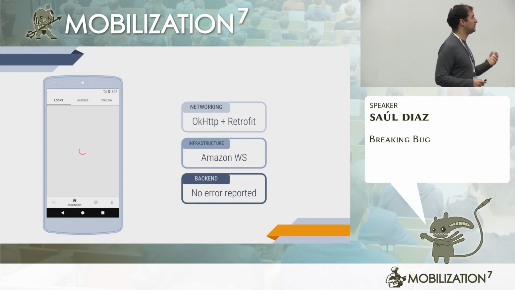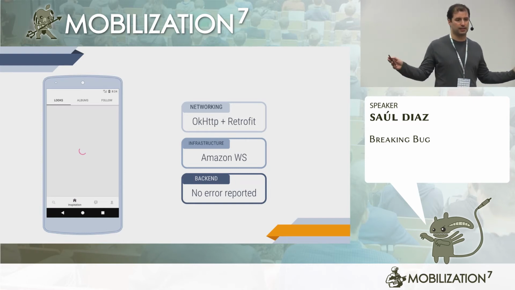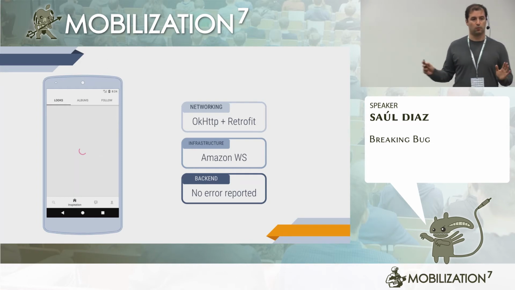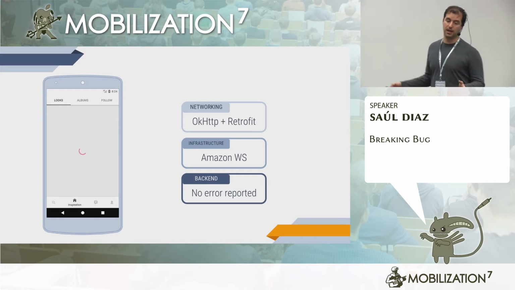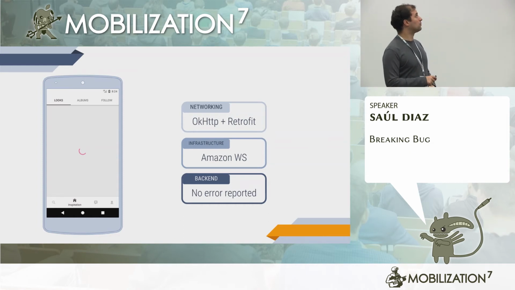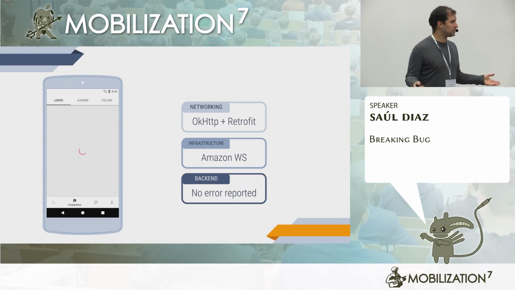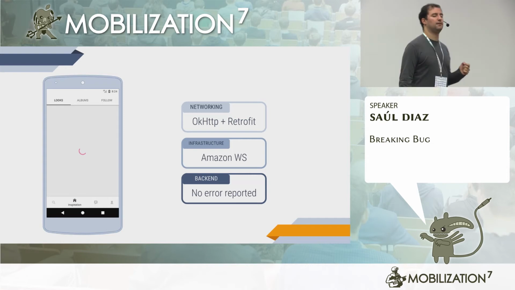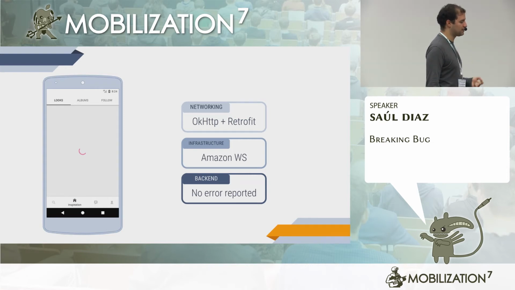So I had to change the stack I was investigating. Backend were still reporting that they were having no issues. The workers were reporting fine. The API was up. And I tried to release a version without OkHttp and Retrofit. And it was the same. So the only thing that could be failing now was a problem related to the infrastructure.